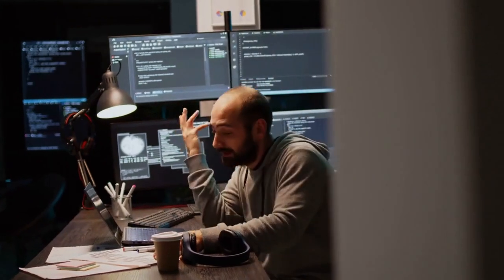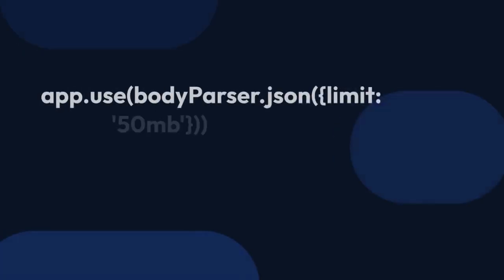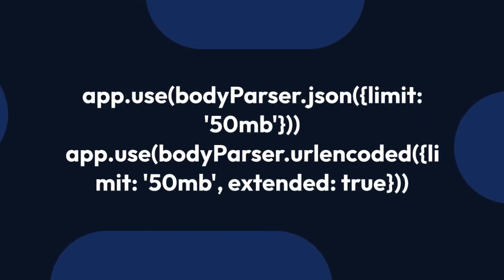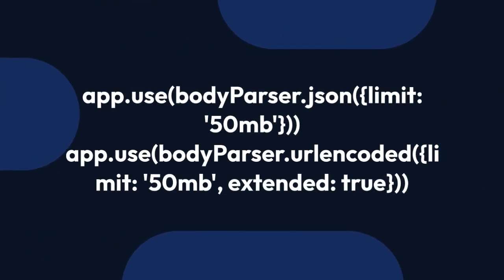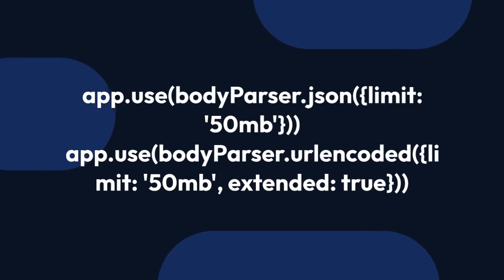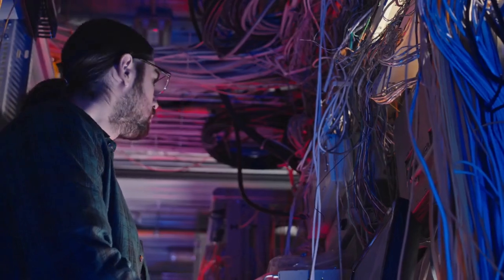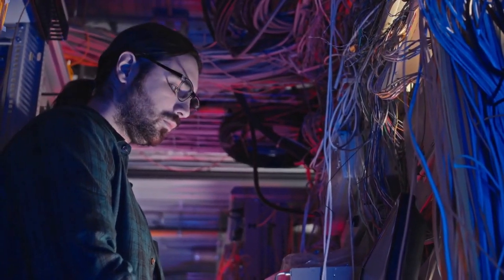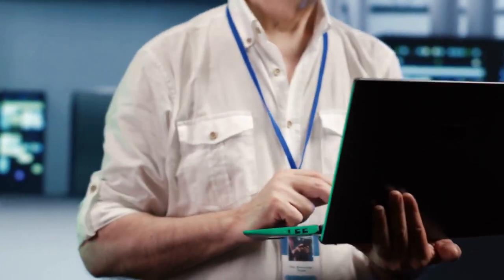For example, in Express.js using the body parser middleware, you'd add something like app.use(bodyParser.json({ limit: '50mb' })) and app.use(bodyParser.urlencoded({ limit: '50mb', extended: true })) to increase the limit to 50 megabytes. Remember to restart your server after making this change. Experiment to find a suitable limit that balances security and functionality.